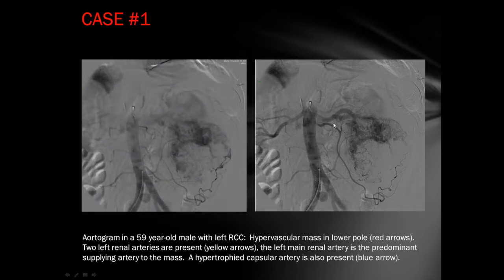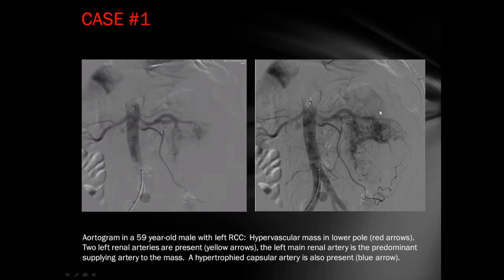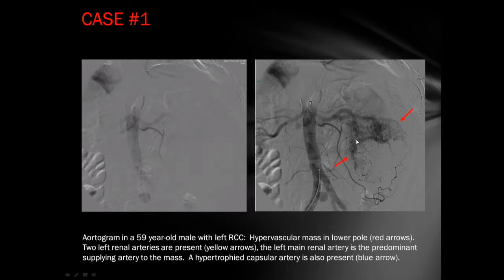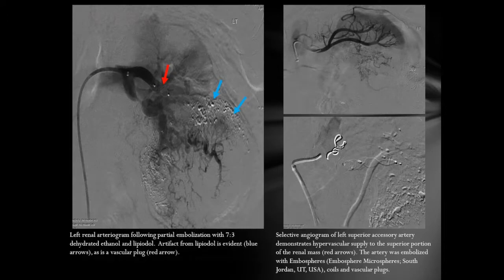There's two main left renal arteries, a large hypertrophied parasitized inferior capsular artery, all supplying this large hypervascular tumor with abundant vascularity and neovascularity. Embolization is performed with an alcohol and lipiodol mixture. We use a 7:3 ratio of dehydrated alcohol to lipiodol, which has been shown in studies to be the optimal ratio of alcohol to lipiodol.